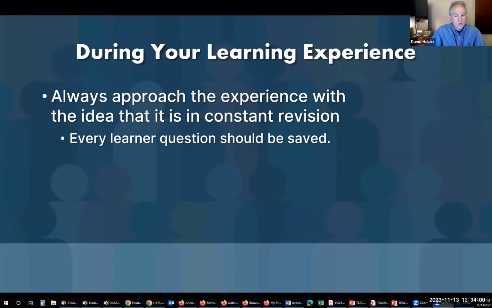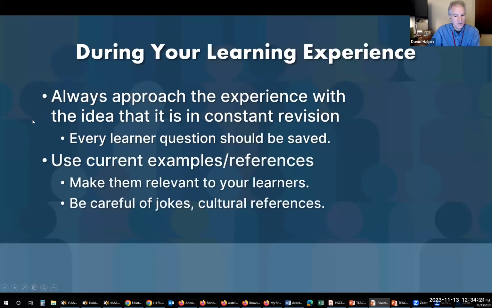Some learners may be reluctant to ask questions or point out discrepancies in learning materials, and this could be due to anxiety or cultural differences. In some cultures, learners are not encouraged to speak up or ask questions of instructors, so it's important to keep that in mind. It's also important to make sure that you use current examples and references and make them relevant to your learners, and to be careful of jokes and cultural references.